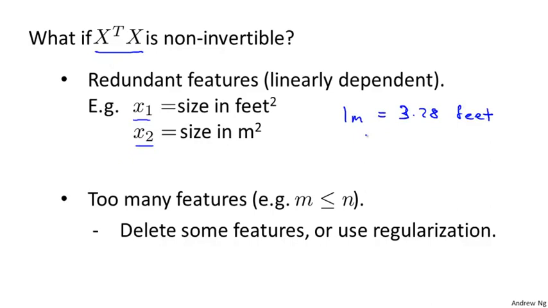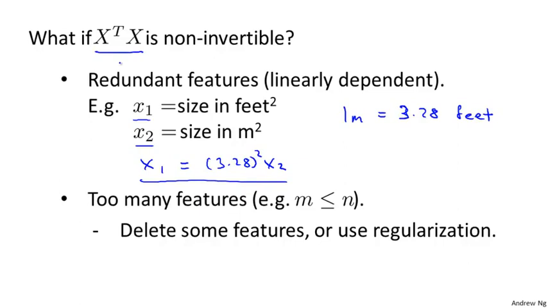And so your two features will always satisfy the constraint that x1 equals 3.28 squared times x2. This is somewhat advanced linear algebra now, but if you're an expert in linear algebra, you can actually show that if your two features are related via a linear equation like this, then the matrix X transpose X will be non-invertible.